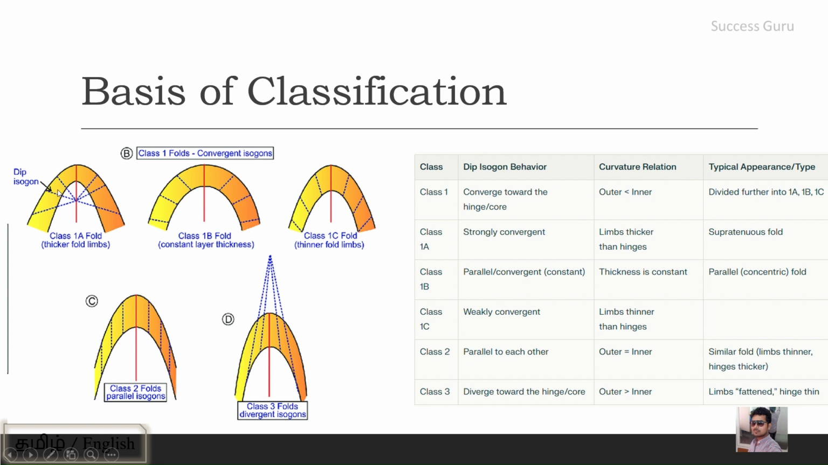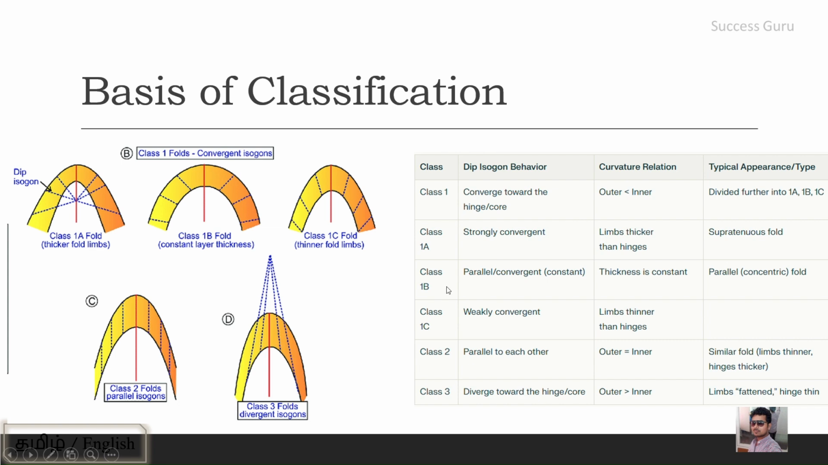So you can see the outer bedding plane is less curved than the inner bedding plane. If you see class 2, you can see both are having the same bending. That is, if you call it an open fold, you have to call the same thing an open fold, because both are having equal or almost the same interlimb angle. Is that clear? So this is why it is having a parallel nature of dip isogon.